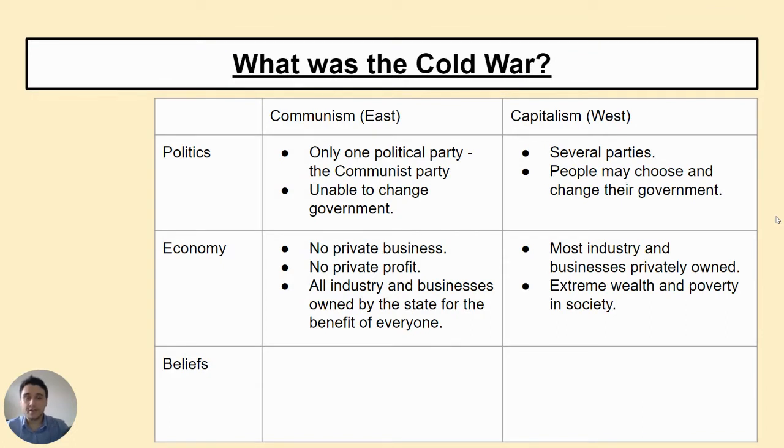most of the industry, most of the factories, most of the businesses are privately owned. And as a result, you have got extreme wealth and poverty in society. Some people who own successful businesses are very rich, whereas many people are quite poor.